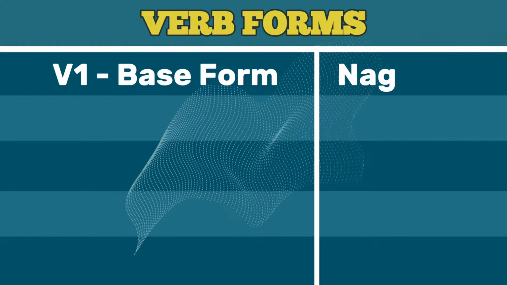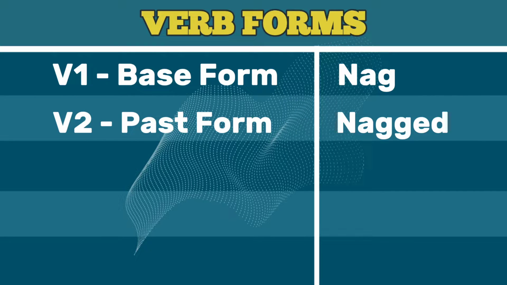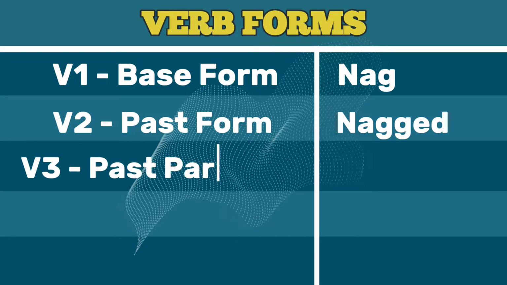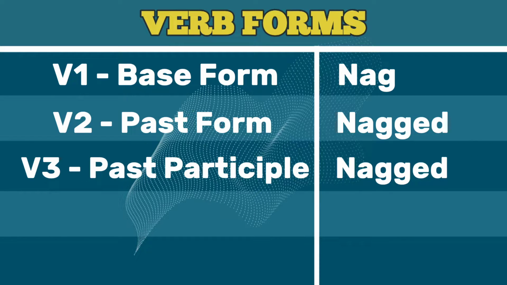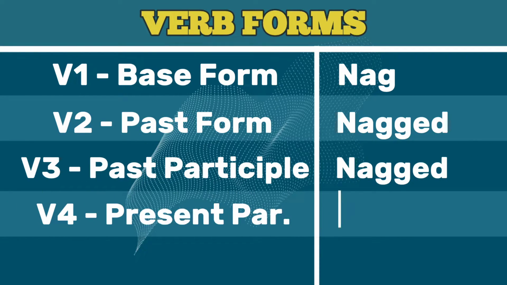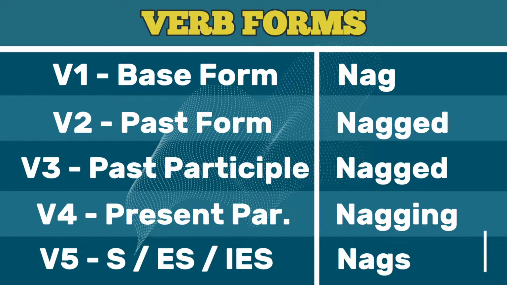V1 base form: nag. V2 past form: nagged. V3 past participle: nagged. V4 present participle: nagging. V5 third person singular, S/ES form: nags.